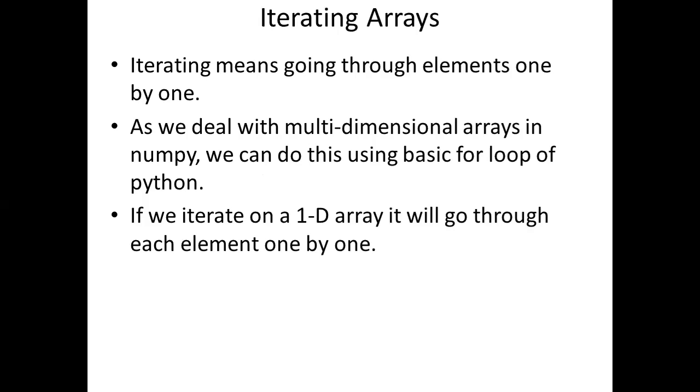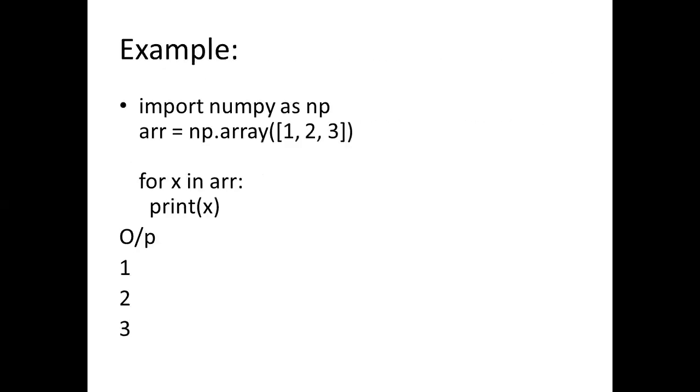So iterating means going through the elements one by one. As we deal with multi-dimensional arrays in NumPy, we can do this using the for loop in Python. If you iterate on a 1D array, it will go through each element one by one. So you know how to create the elements, then how to iterate over the elements using the for loop in Python. Okay, so import the necessary package, create the array using NumPy, and use the for loop with a variable in that array. The array contains 3 elements. Now it will read one by one and print.